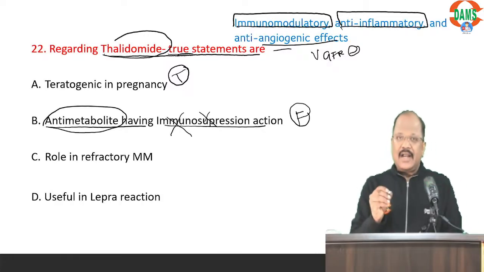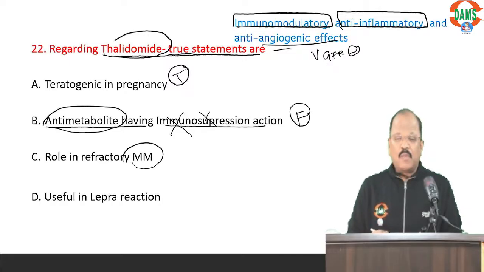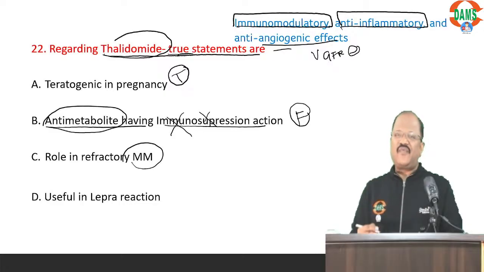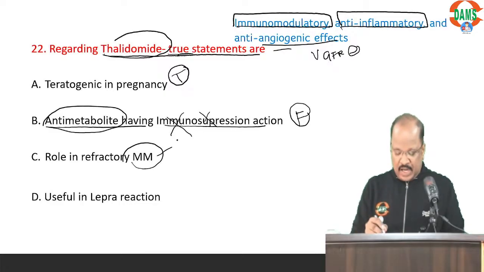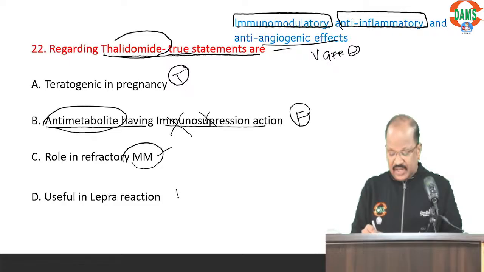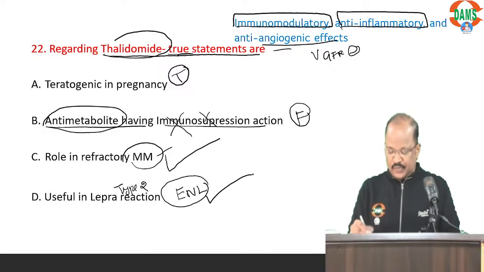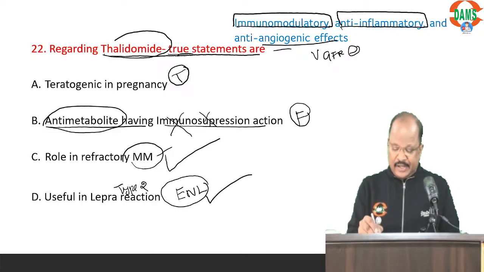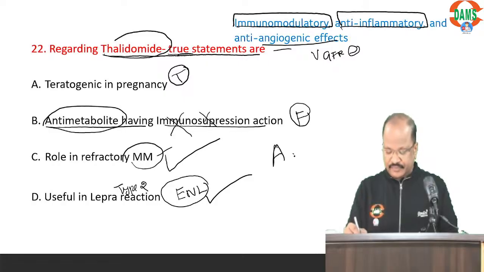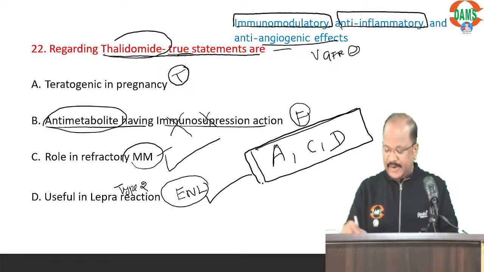Thalidomide and pomalidomide are useful for refractory multiple myeloma. Bortezomib, a proteasome blocker, is useful with a steroid, and in this case we also go for thalidomide. It is also useful for erythema nodosum leprosum, a type 2 lepra reaction. So the right answer regarding the true statement is A, C, and D.